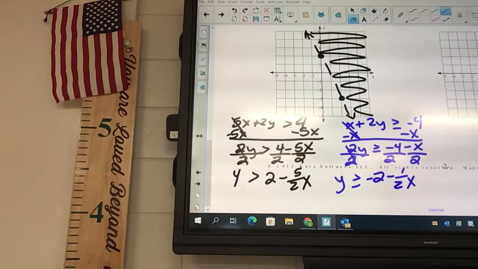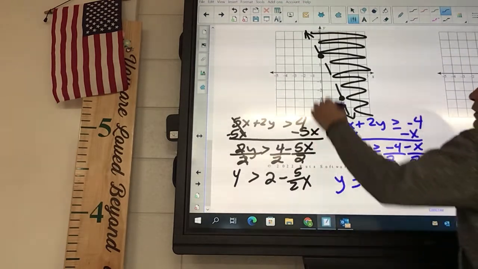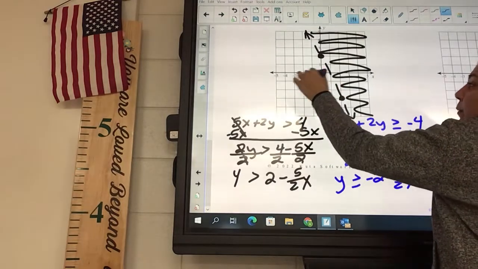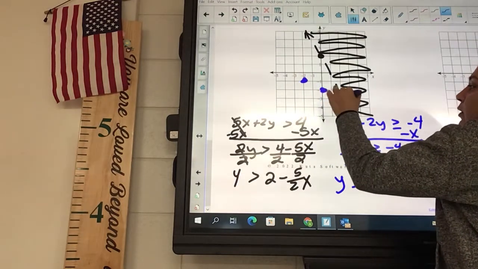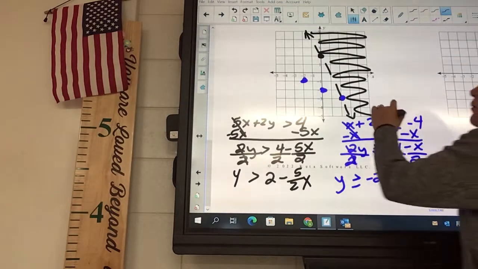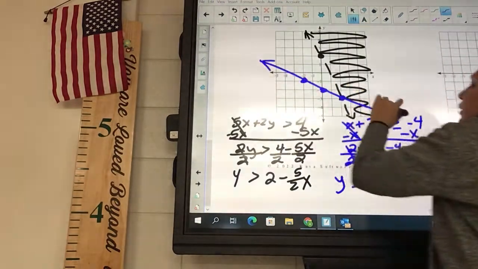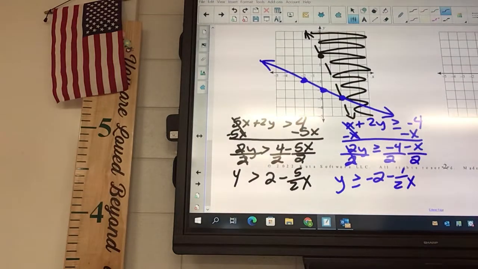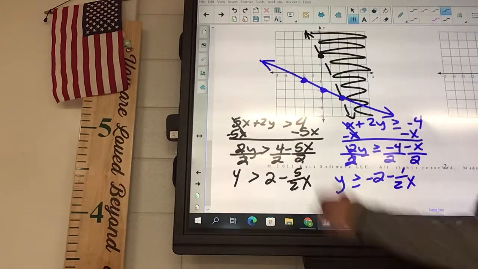Okay, and then line 2. Where does it start? Negative 2, and my slope is up 1 over 2, or down 1 over 2. Solid or dotted line? Solid. Okay, the blue line, am I shading above or below the blue line? You shading up. Yeah, above.